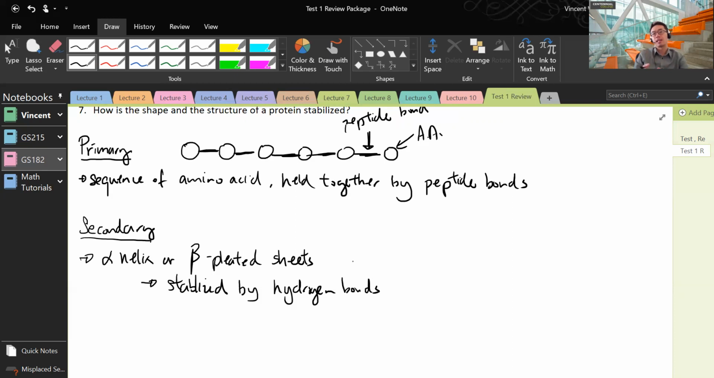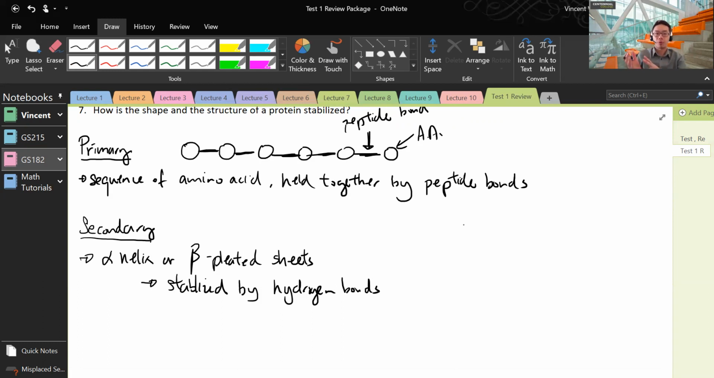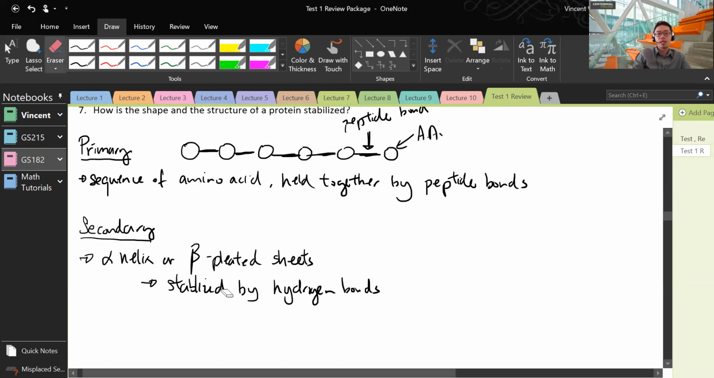Except in this case, the protein is a really, really big molecule, right? So you can have a slightly negative portion of the protein attracting to the slightly positive portion of the same protein in this case. Okay, so those interactions will help create these alpha helix as well as the beta pleated sheets. Okay, so stabilized by hydrogen bonds formed from the peptide backbone.